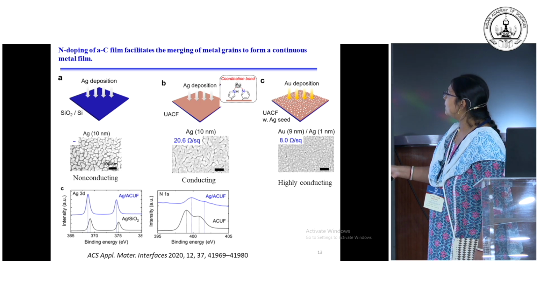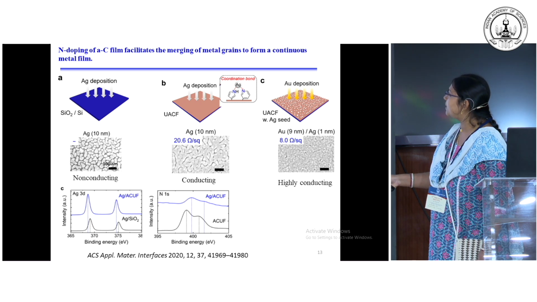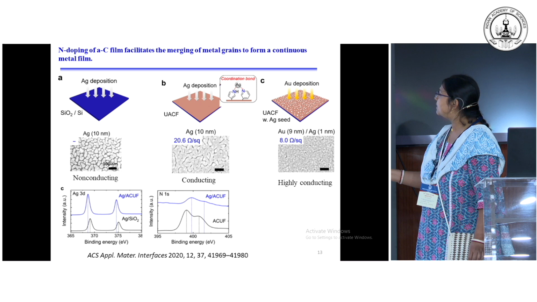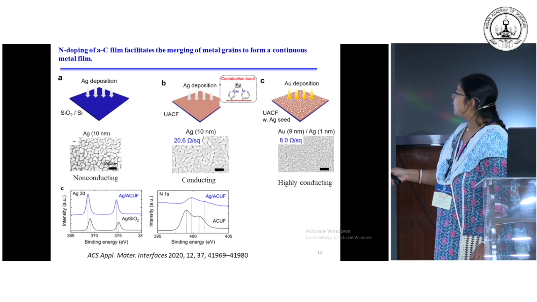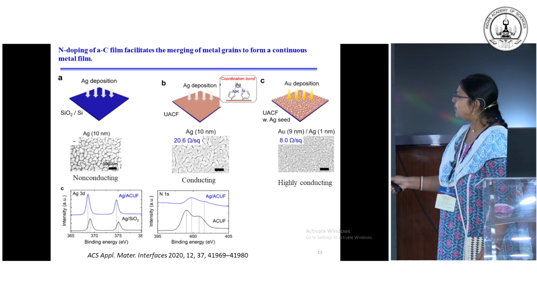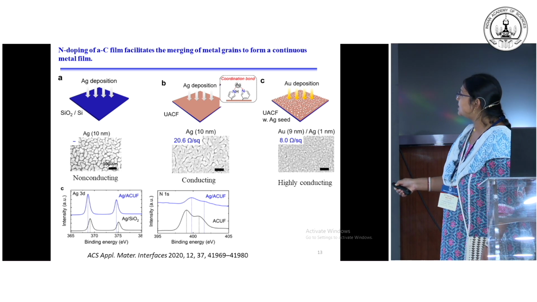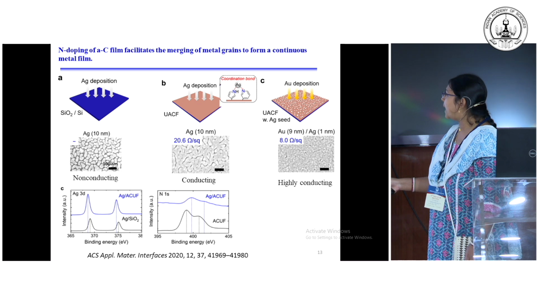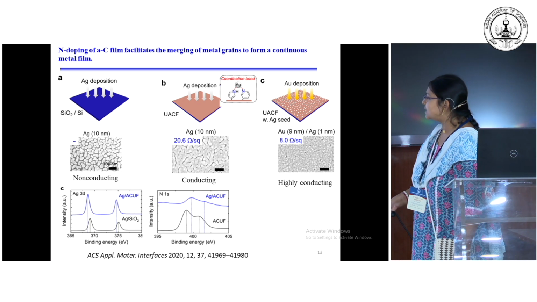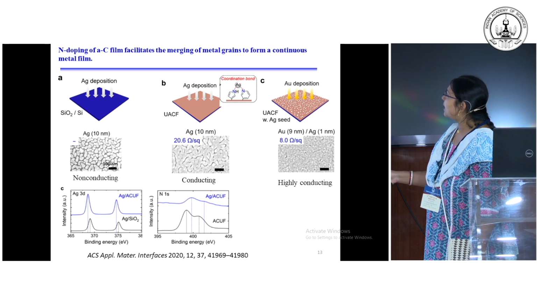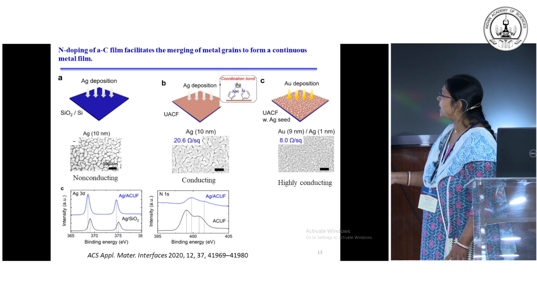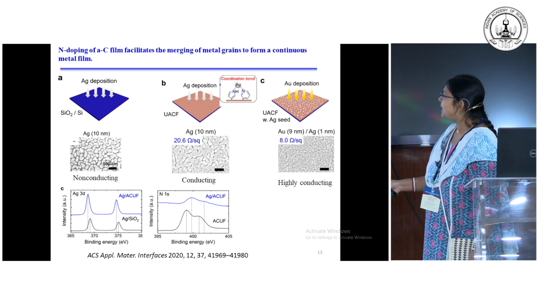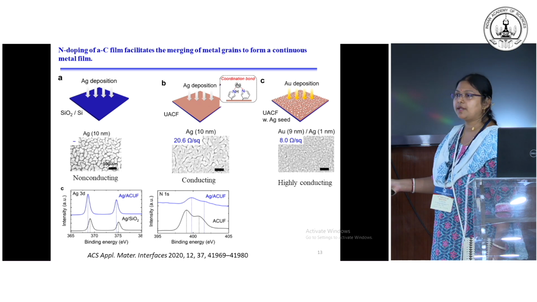And to improve the conductivity more, what we did, we first deposited 1 nanometer of silver seed over the amorphous carbon, and then we deposited 9 nanometer of gold over that. Then the sheet resistance further improved to 8 ohm per square. And from the XPS study, we found that the nitrogen doping of the amorphous carbon film helps in connection of these silver islands. That is why the surface is becoming more conducting.